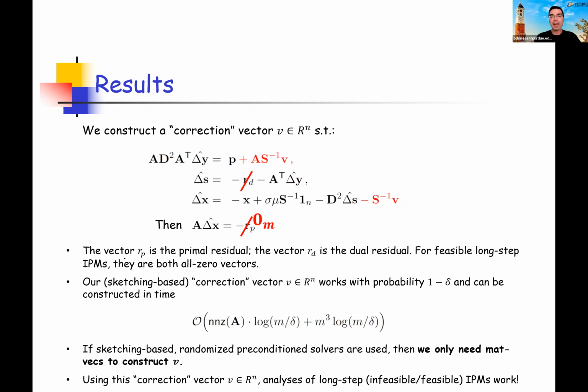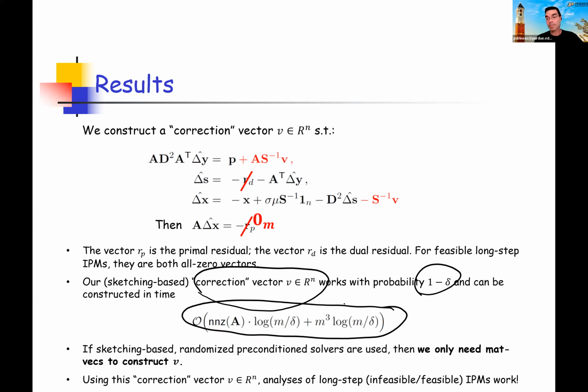And indeed, again, I'm going to hide the technical details. Forget about primal and dual residuals. We corrected both feasible and infeasible interior point methods, long step ones. It turns out we can construct a correction vector. If I have time, I might show you the formula at the very end. It's very complicated. It works with probability 1 minus delta, and can be constructed in time that is actually quite reasonable.